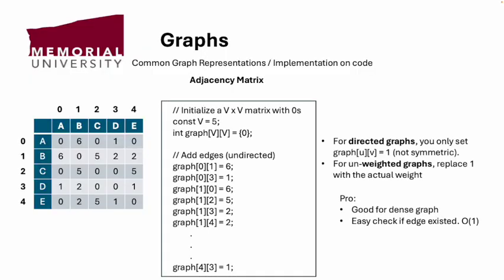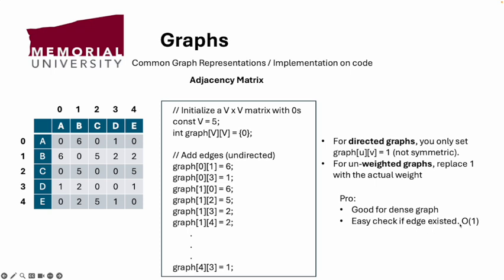Okay, there are pros and cons regarding using the 2D array approach. First, this is good for the dense graph. Why is it good for a dense graph? Because a dense graph has many paths, many edges, so this can fully represent the relationship between each of the vertices. It's also easy to check whether an edge exists or not.